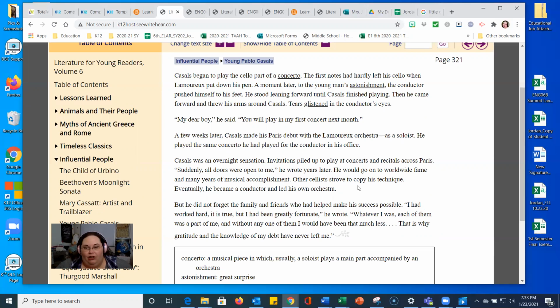Other cellists strove to copy his technique. Eventually, he became a conductor and led his own orchestra. But he did not forget the family and friends who had helped make his success possible. "I had worked hard, it is true, but I had been greatly fortunate," he wrote. "Whenever I was, each of them was a part of me, and without any one of them, I would have been much less. That is why gratitude and the knowledge of my debt have never left me."